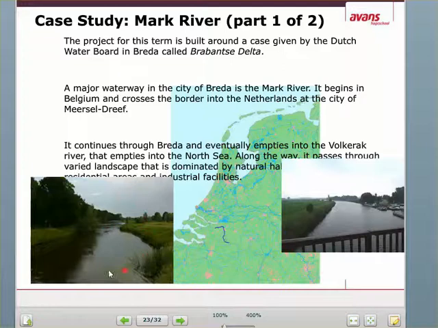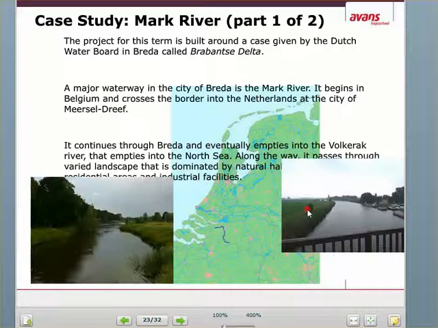Here you see what's called the Upper Mark. That's in the south. So south is upper, and north is lower. The Upper Mark River here on the left is mixed between natural habitats and farmlands, and then it goes to the city of Breda right here, and afterwards it's much broader, as you see, and it has lots more cities and a lot more farms.